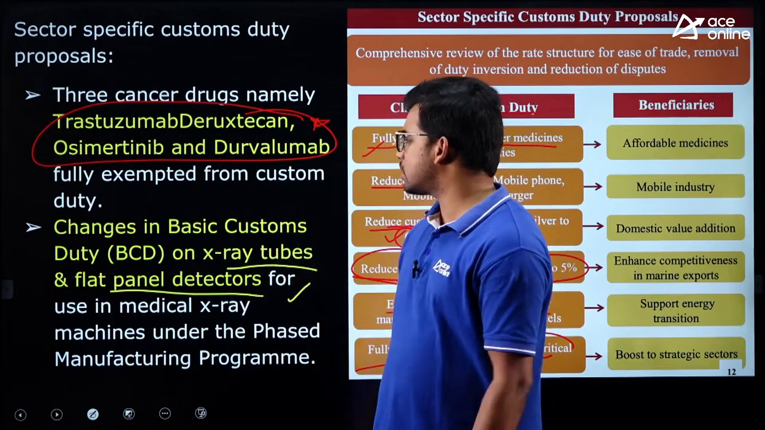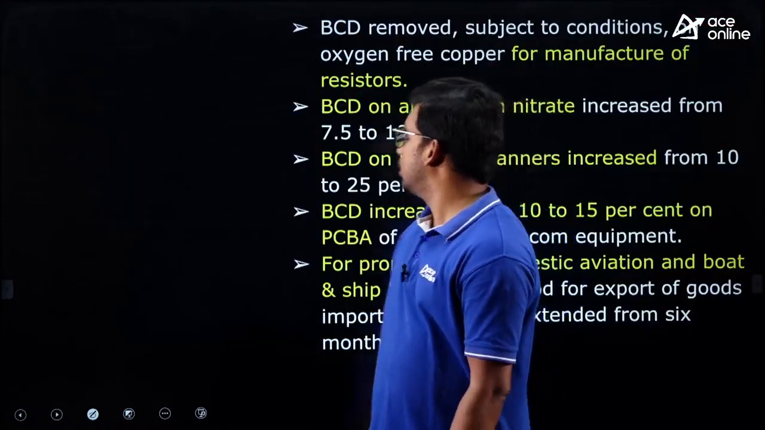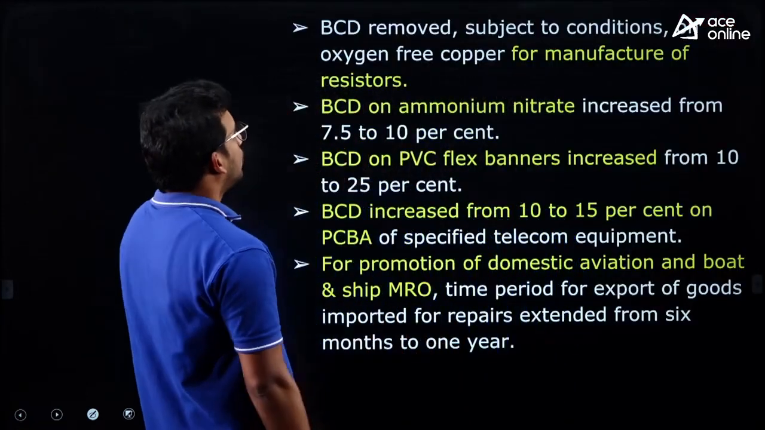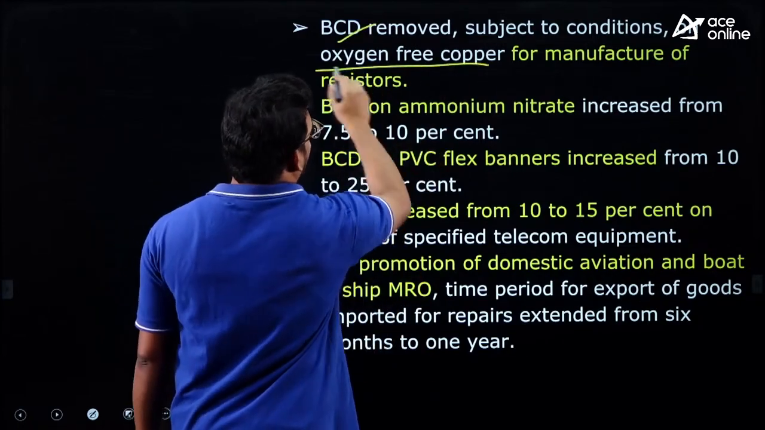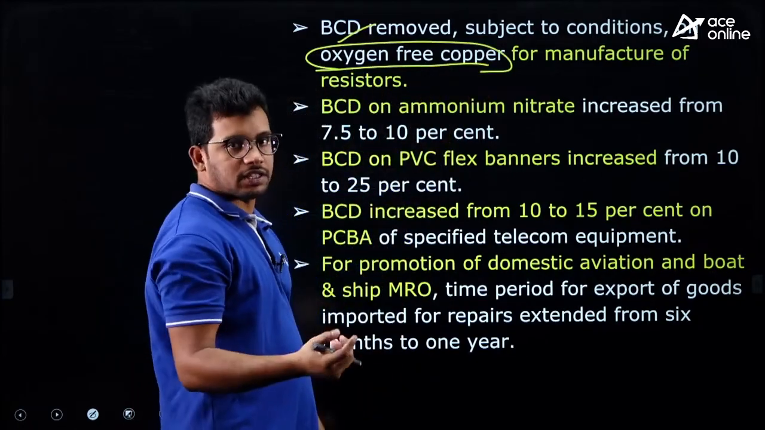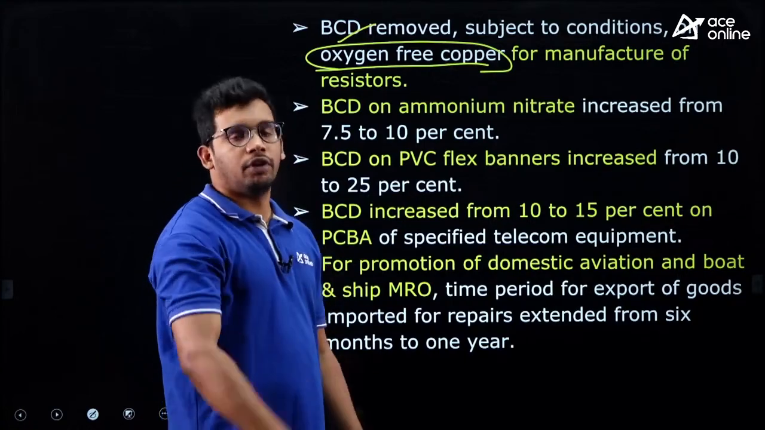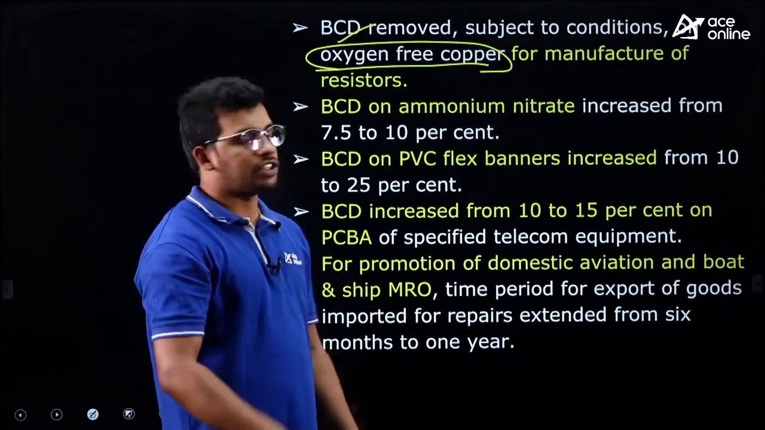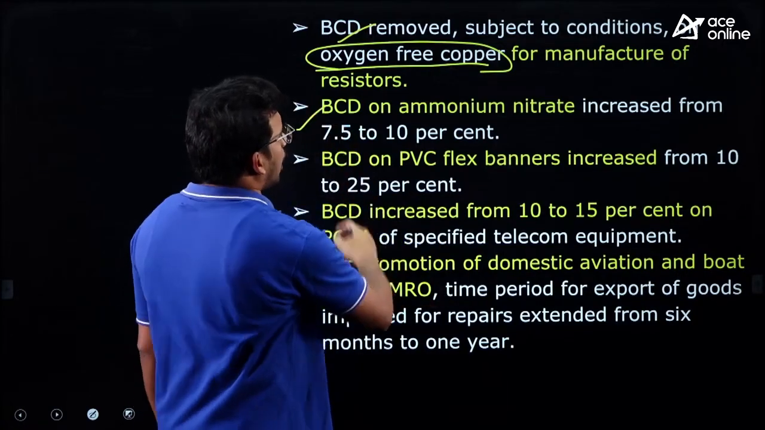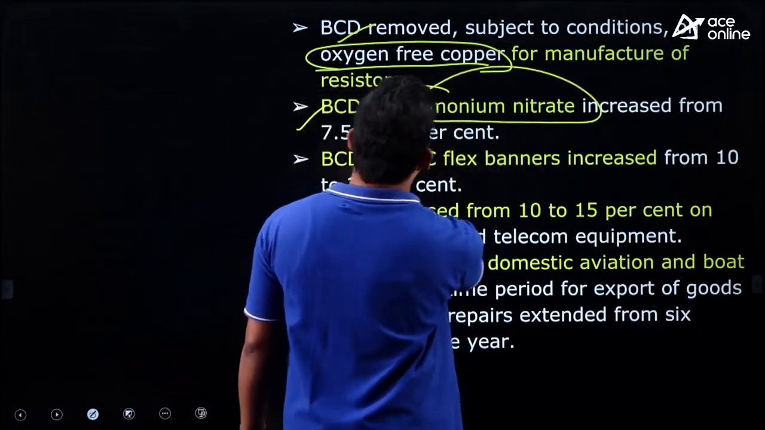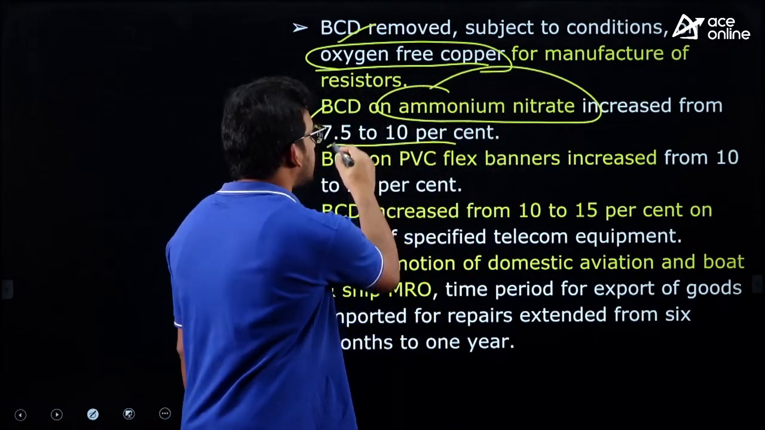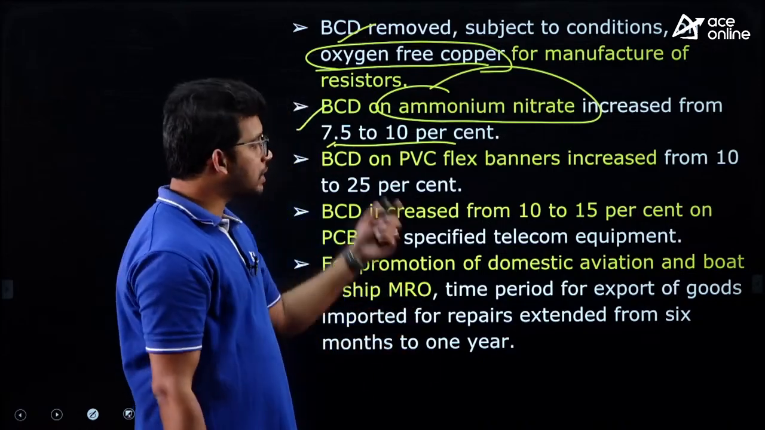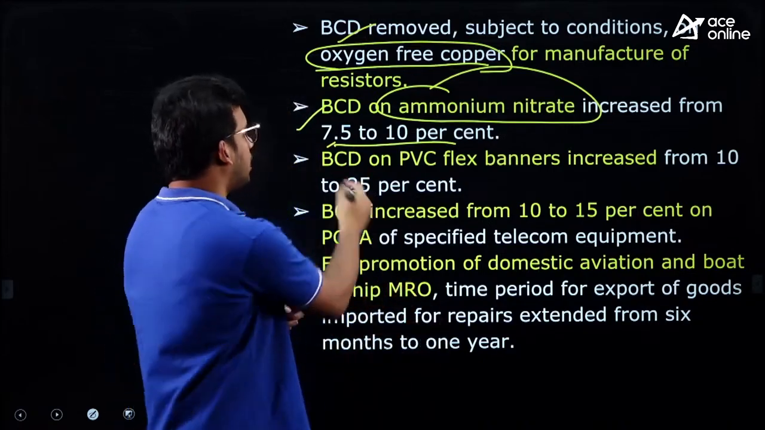This also, the government has reduced the customs duty, right. Now yes, customs duty was removed on oxygen-free copper for manufacturing resistors, right. Resistors are the ones which will not allow electricity passage, right. So you can see here, ammonium nitrate they have increased because this is a harmful thing for the environment. That is why they have increased customs duty from 7.5 to 10%, a very important one.